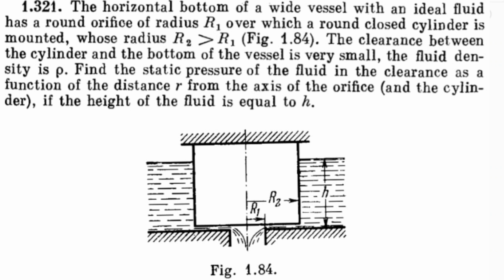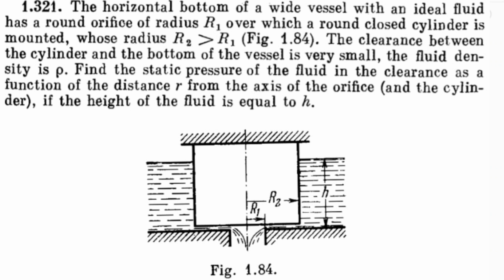The problem is stating: the horizontal bottom of a wide vessel with an ideal fluid has a round orifice of radius r1, over which a round closed cylinder is mounted whose radius r2 is greater than r1. The clearance between the cylinder and the bottom of the vessel is very small. The fluid density is rho. Find the static pressure of the fluid in the clearance as a function of the distance r from the axis of the orifice and the cylinder, if the height of the fluid is equal to h.